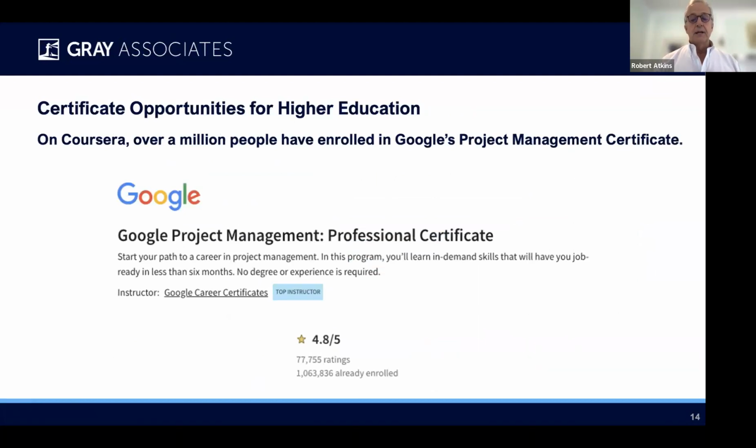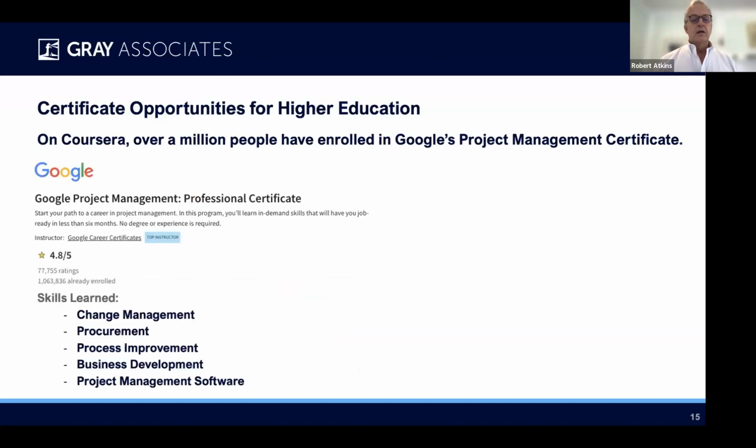Now, let's take a look. Oh, by the way, 4.8 out of 5 rating for that. So a lot of students think they got good training here. Then the question is, did they really teach people job-related skills? Well, they say the skills you can learn are change management, procurement, process improvement, business development, and project management software.